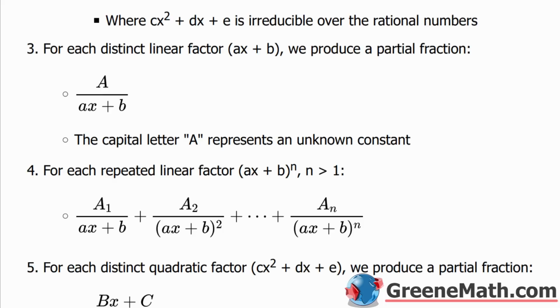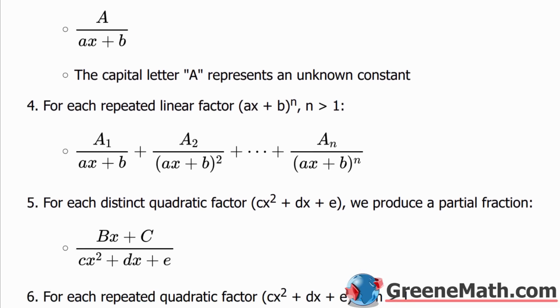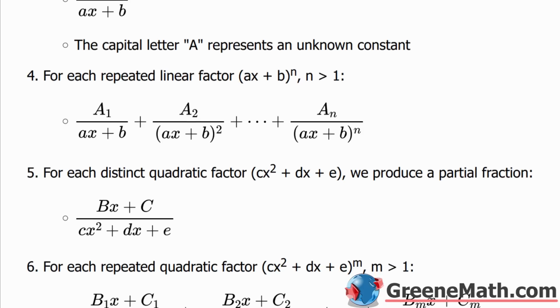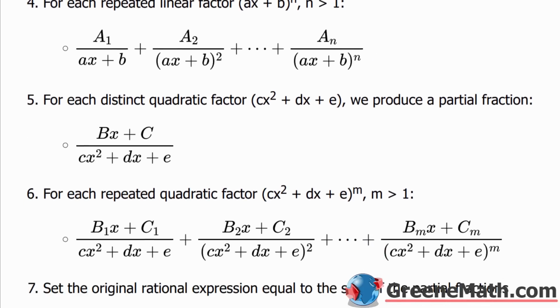All right, then the next thing you want to do is say for each distinct, and that just means different, linear factor, so your ax plus b, we produce a partial fraction. So this is a capital A here, which is going to be representing an unknown constant, over your factor, which is ax plus b. When you get a repeated linear factor, so something like ax plus b to the power of n, where n is greater than 1, you have to do this pattern right here. So you want one fraction with an unknown constant in the numerator for each power of this guy. So let me show you that real quick.